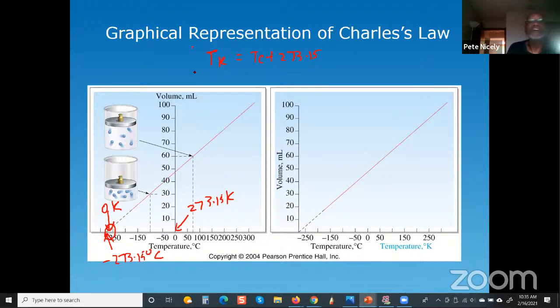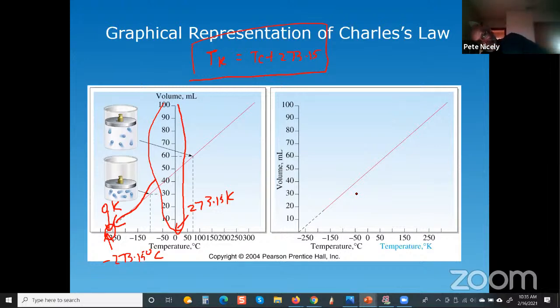273.15. So that's how we convert the Celsius value to the Kelvin value, all right? So that's basically what is represented here. It's tantamount actually to moving this y-axis over to where it cuts here, and we end up with this graph right here, right? So basically, that's how we end up with the Kelvin scale as a result of Charles' law, all right?